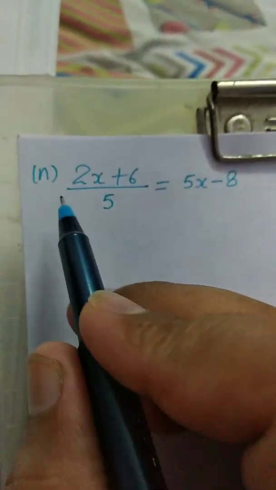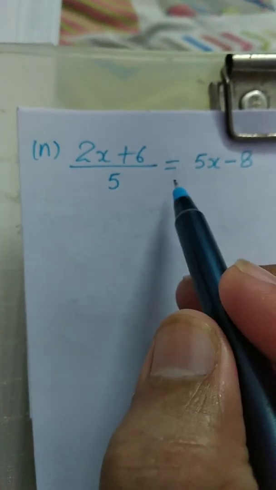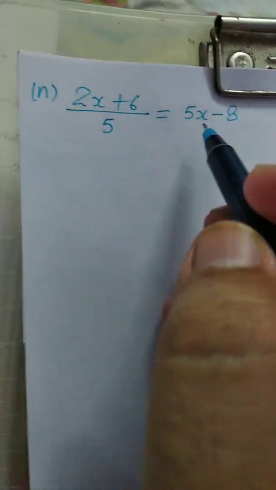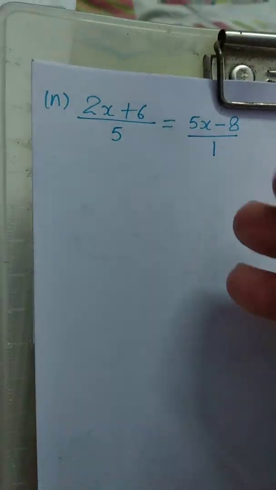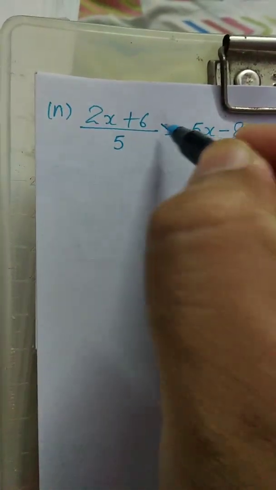Now come to the end part. In end part you are having 2x plus 6 upon 5 is equivalent to 5x minus 8. First of all you have to solve this equation. Put 1 in the denominator of 5x minus 8. Right? Now do the cross product.